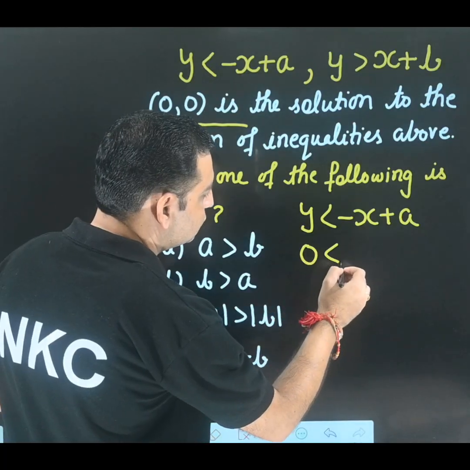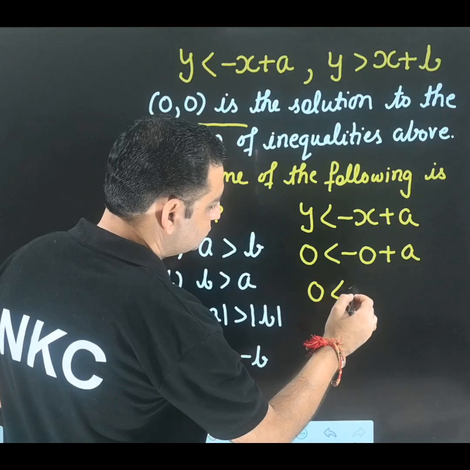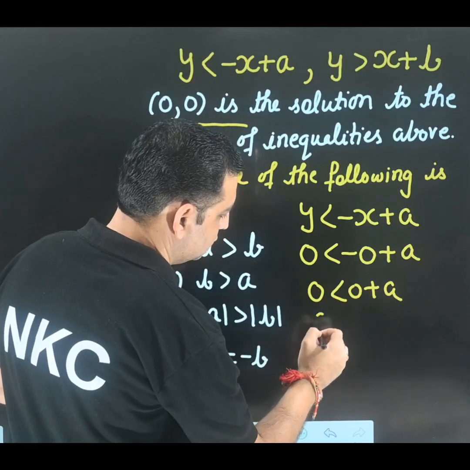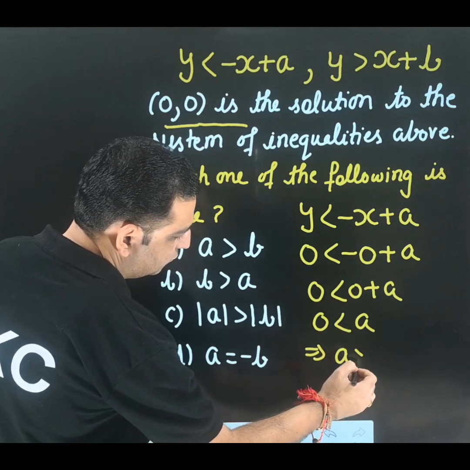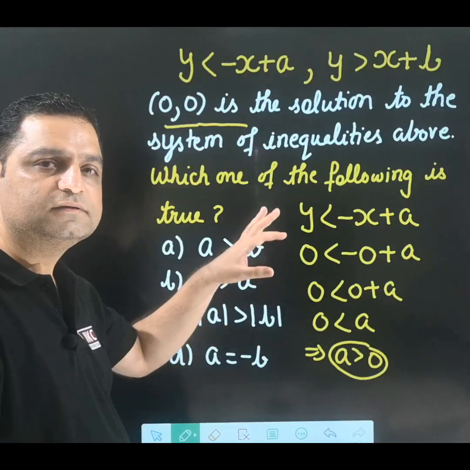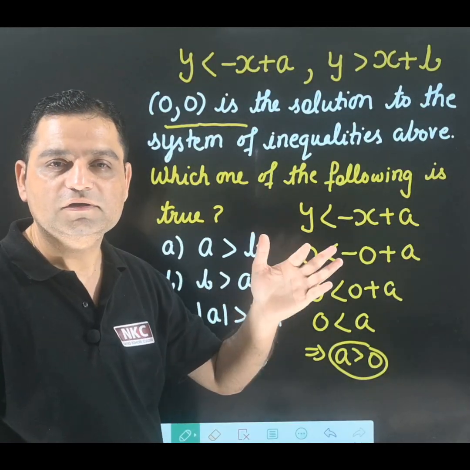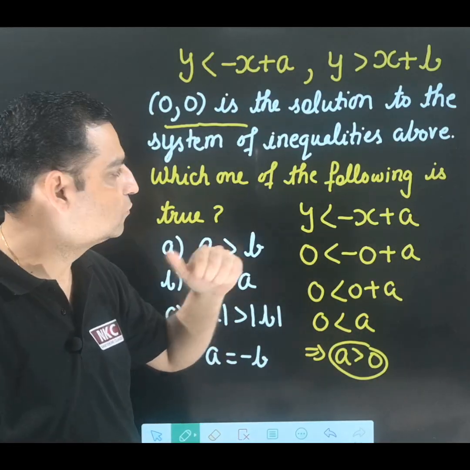If y is 0 and x is 0, what are we getting? This is what we are getting. Ultimately, we will finally have a greater than 0. This is the result I am getting from the first inequation, that a is positive, a is greater than 0.